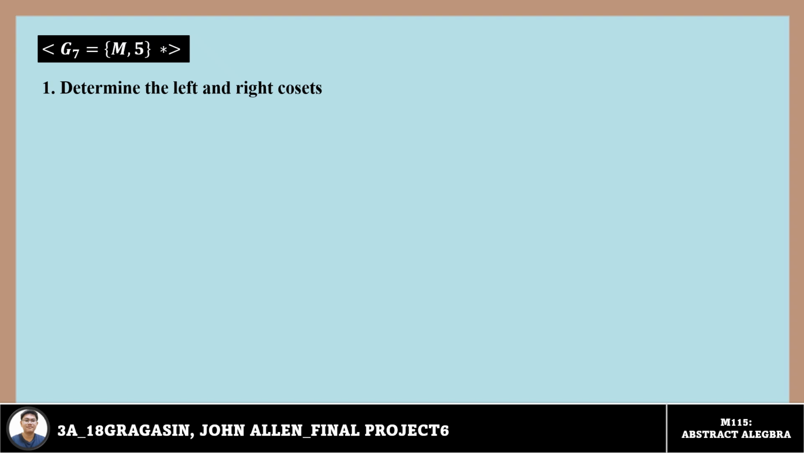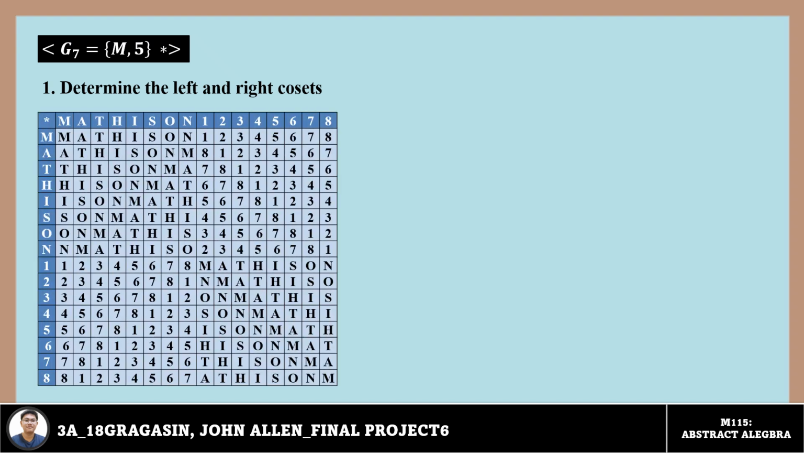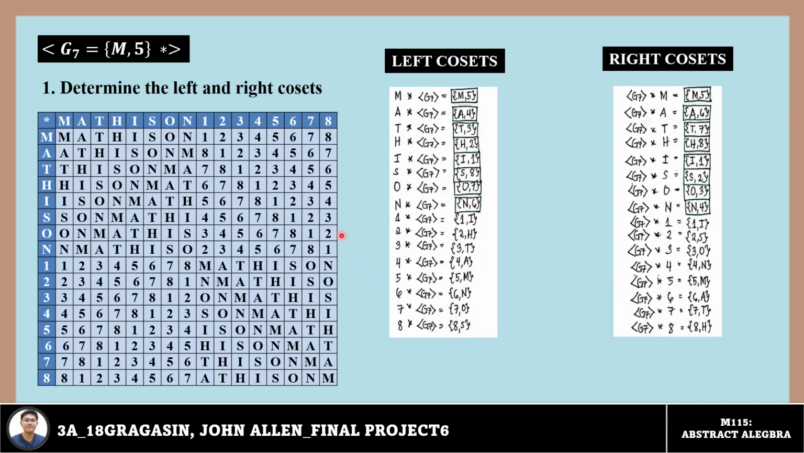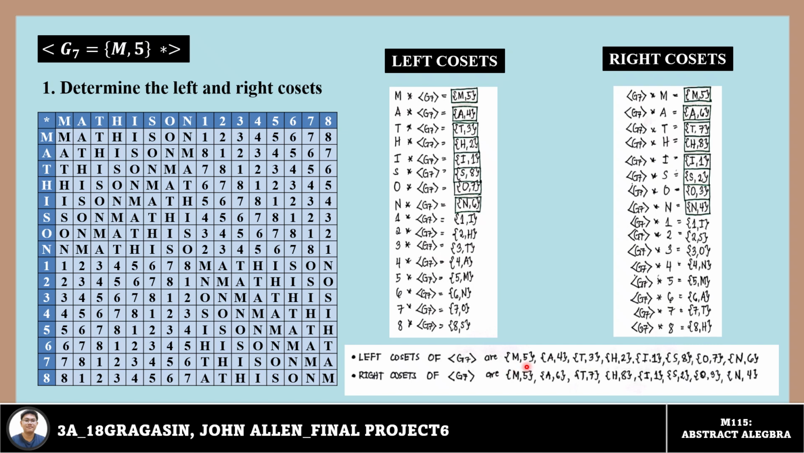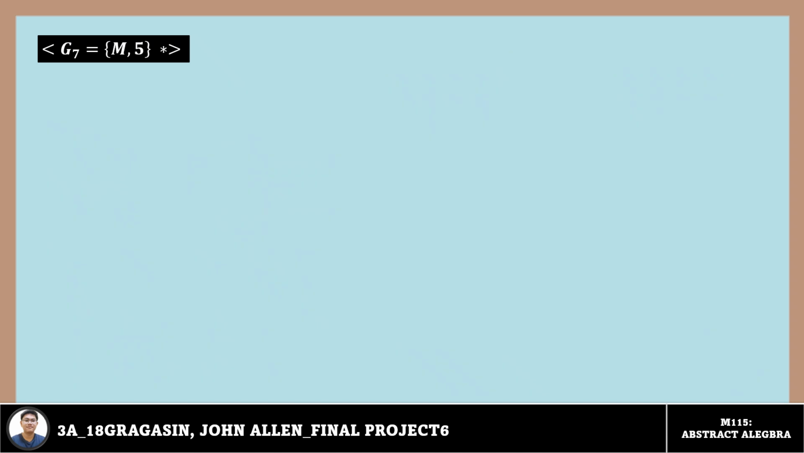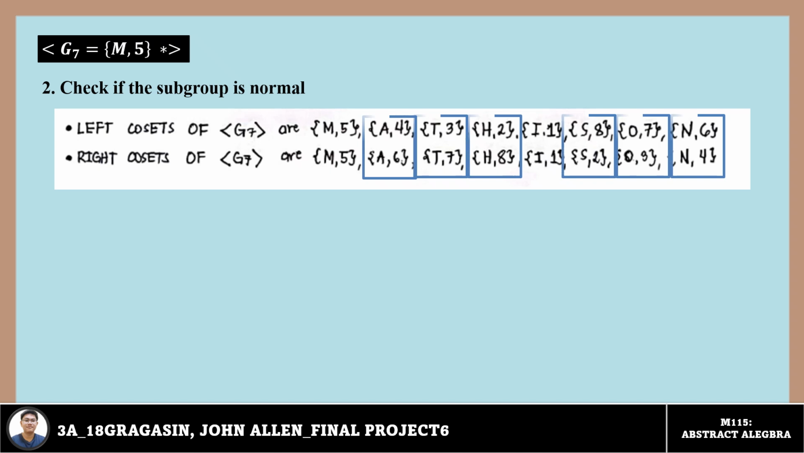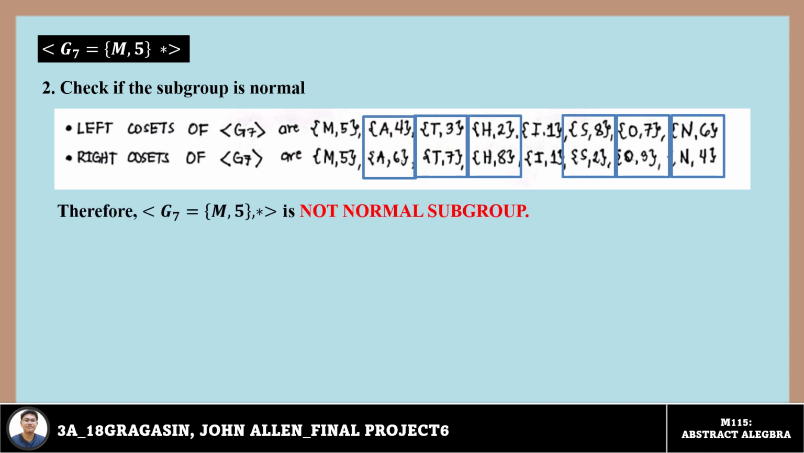And then for our G sub 7, consider the table again. By considering the table, we have this one. And then by determining which elements coincide in the left and right cosets, we have, for the left cosets, the set of M and 5, the set of A and 4, the set of T and 3, the set of H and 2, I and 1, S and 8, O and 7, N and 6. And then for our right cosets, we have this. And then we check if the subgroup is normal. As you can see here, some elements in the left and right cosets are not equal. Therefore, the subgroup G sub 7 is not a normal subgroup.